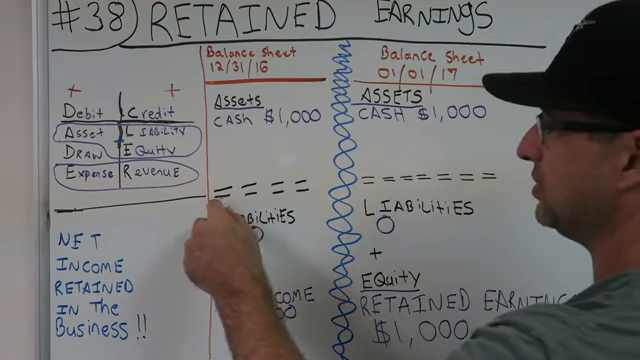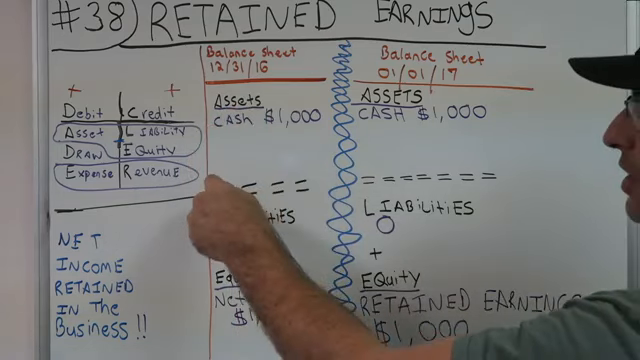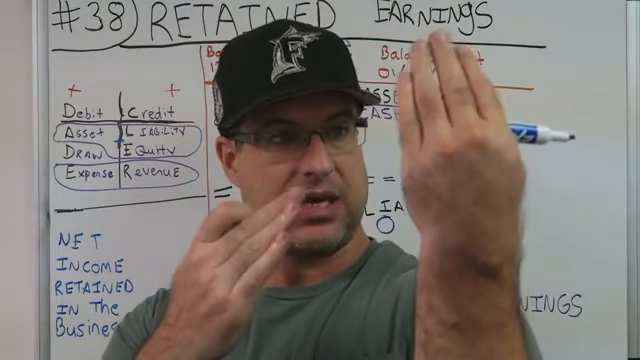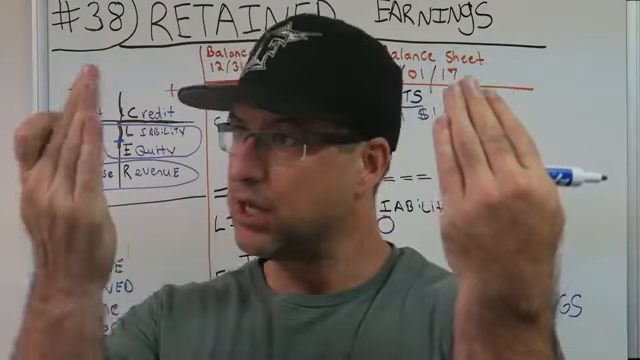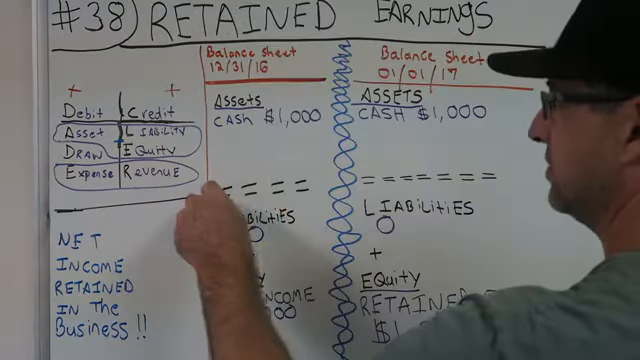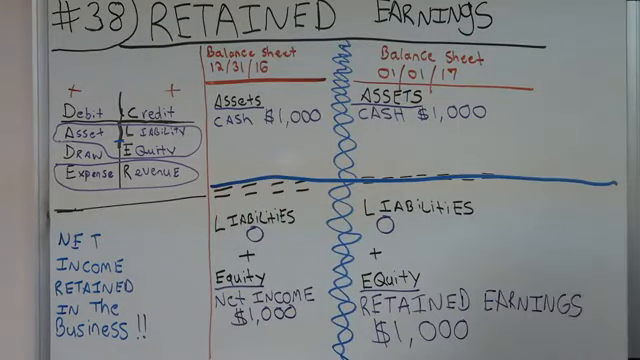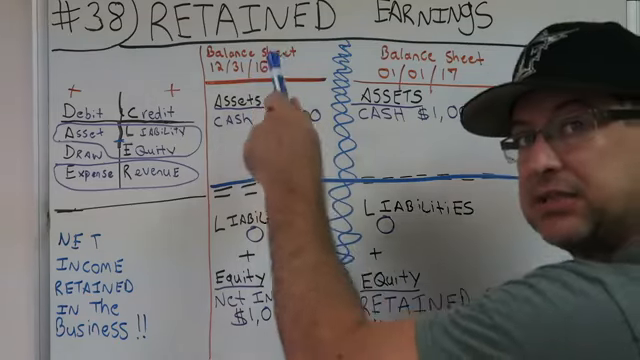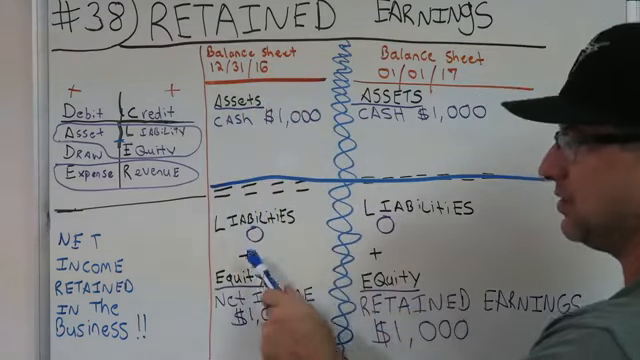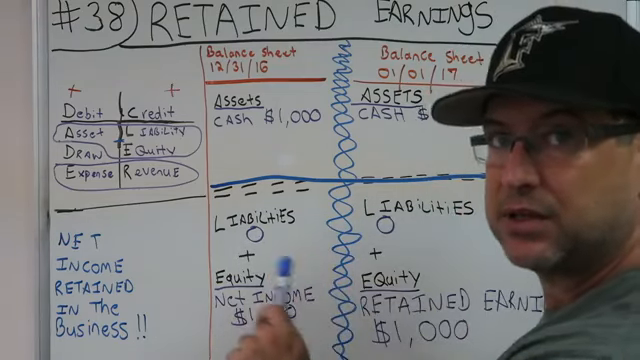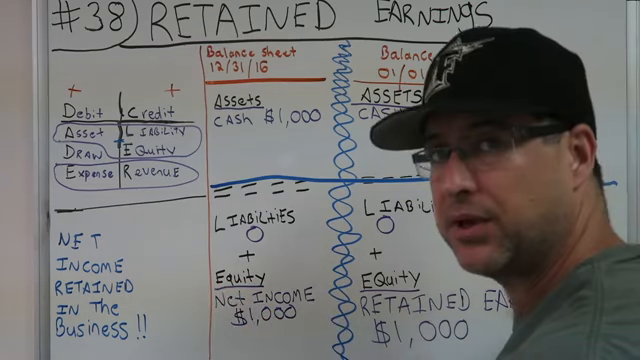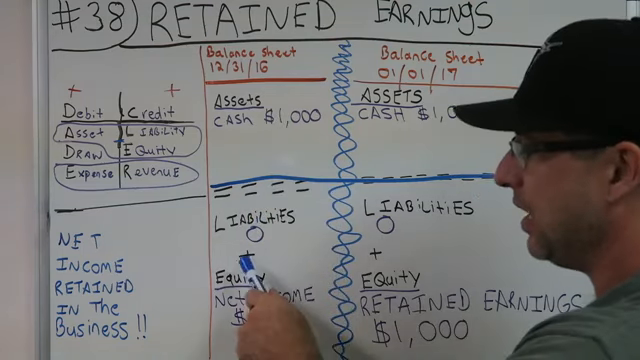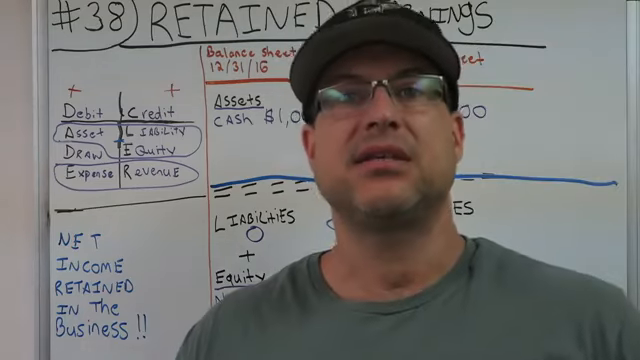A lot of times it'll be different pages as well. Assets will be on the first page, and then the liabilities and equity will be on the second page. So whatever this page equals, this page, which is liabilities and equity, has to equal. You had assets of $1,000 on the 12/31/16 balance sheet, the last day of the year. It has to equal liabilities and equity. We don't have any liabilities, and the only equity we have is net income of $1,000. So assets equal $1,000, liabilities plus equity equals $1,000. So we're good. Now that is the last day.